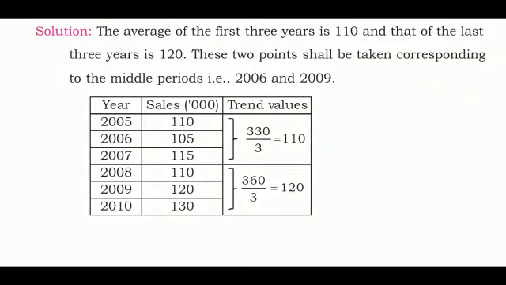Now the year is written, sales is written. 2005, 2006, 2007, you will be adding all these three, that is 110, 105, 115. You add up, that total you will be getting 330 divided by 3, and that is 110. Now similarly you will be doing the same thing for 2008, 2009 and 2010.